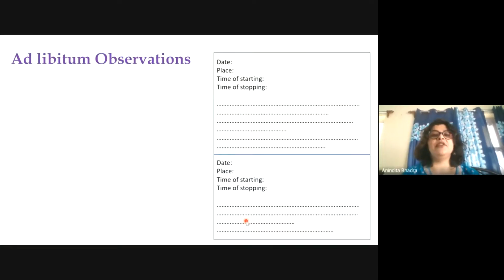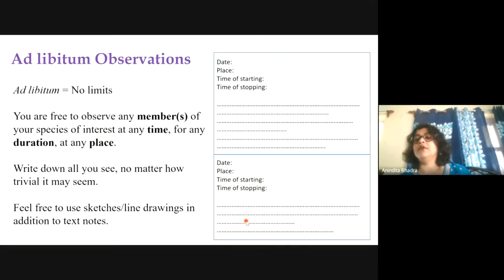Ad libitum observations are basically observations which are qualitative, where you write down anything and everything that you see of your focal species or of your species of interest. So whenever we want to study an organism, we typically begin with this, because that gives us a nice kind of background to prepare our questions in. Ad libitum means no limits. Literally, it means no limits.